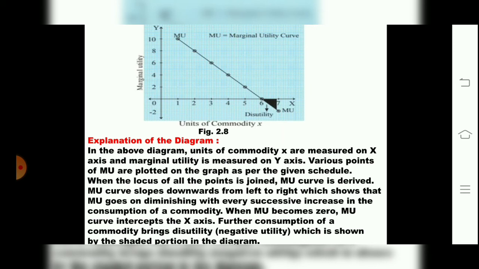Then every law, children, will have assumptions and exceptions and criticism also. What does criticism mean? Somewhere some people will not be happy with your rules and regulations. They will criticize you that this law is not applicable. Even assumptions and exceptions mean somewhere this law of DMU will be true, somewhere it will not be true. So with every law there will be assumptions and exceptions, children.